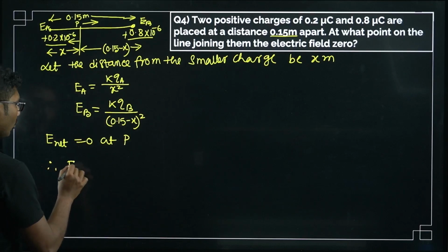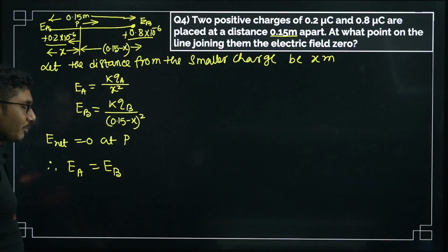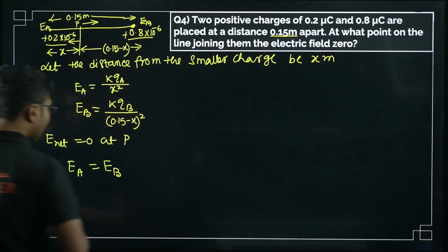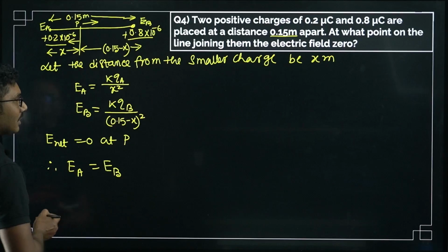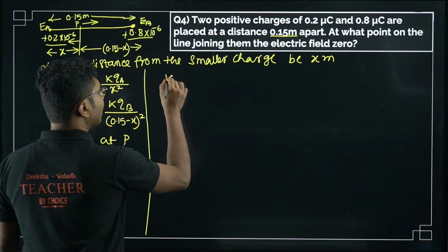Therefore both electric fields must be equal and opposite. Okay, so magnitude wise electric fields must be equal and direction wise they must be opposite. So EA must be equal to EB. So let's calculate what will happen if they are equal.